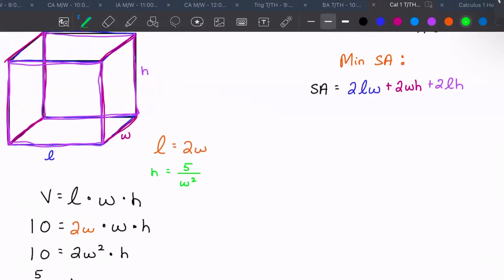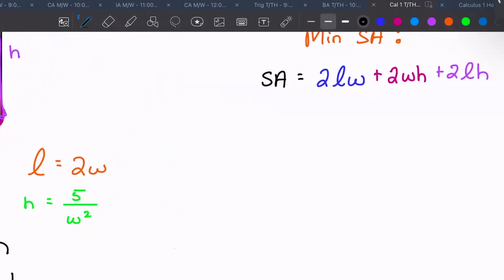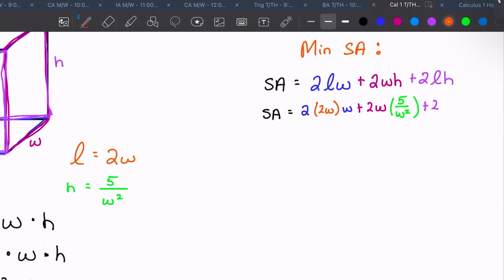So I'm going to go and plug in all of that information. My surface area is going to be 2 times L, which is 2W, times W, plus 2 times W times H, which is 5 over W squared, plus 2 times L, which is 2W, and H, which is 5 over W squared. So a bunch of W's.